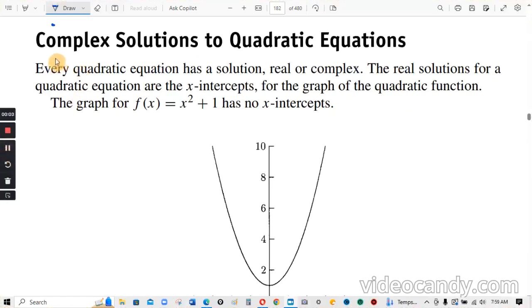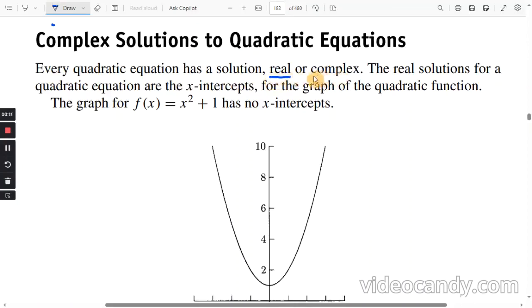All right, continuing with chapter 7, complex solutions to quadratic equations. Every quadratic has a solution, real or complex. Remember, complex involves the imaginary numbers. The real solutions for a quadratic equation are the x-intercepts for the graph of the function. The graph of f of x equals x squared plus 1 has no x-intercepts.